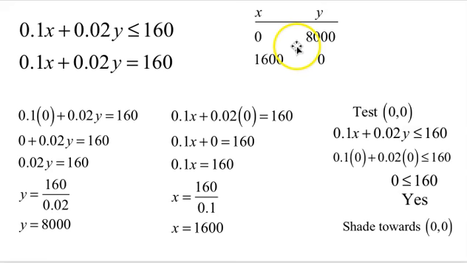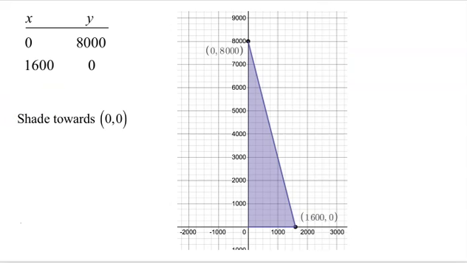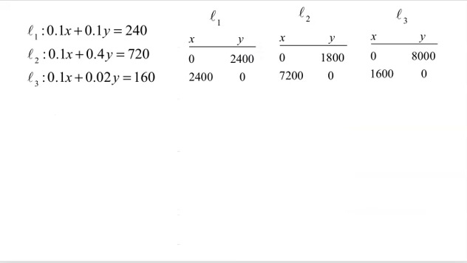Let's look at a quick graph there. Try to visualize it in your mind first. X is 0, Y is 8,000, X is 1,600, and Y is 0. What does that look like? There we go. Shading toward 0, 0 gives us this triangle. Now, we actually had 3 lines for our 3 constraints. I'm calling them line 1, line 2, and line 3.